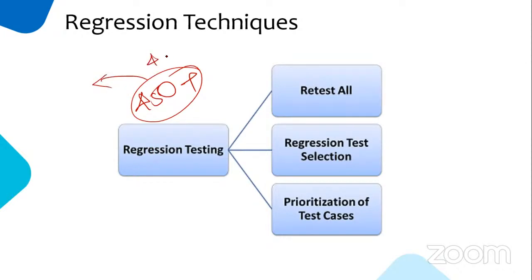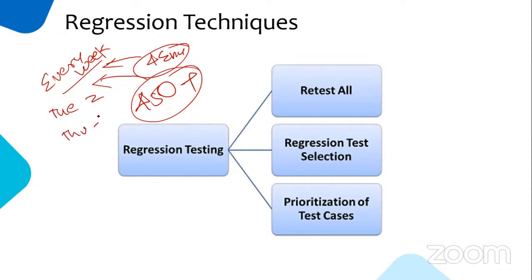This needs to be executed in 4 environments, like every week. I'm talking in terms of automation. Every week means maybe Tuesday 2 environments, Thursday 3 environments. Like this, I need to execute it. If it is automation, no problem. With automation, it will complete in 6 to 8 hours. All 450 will surely be completed in 8 hours.